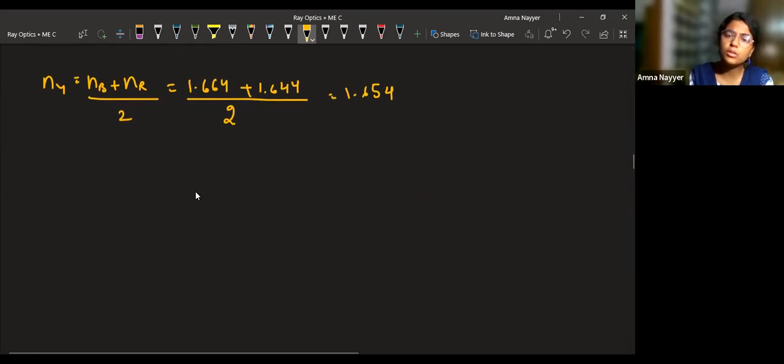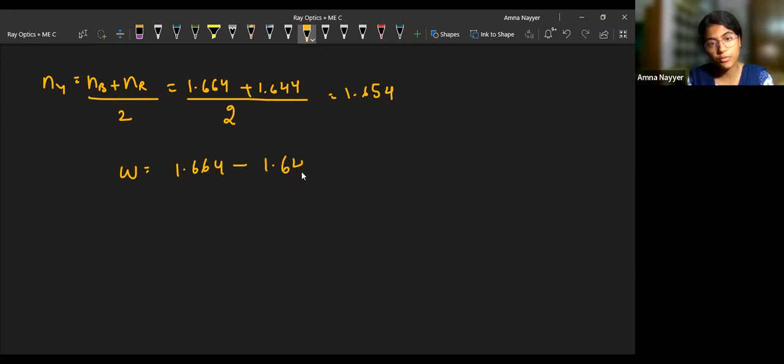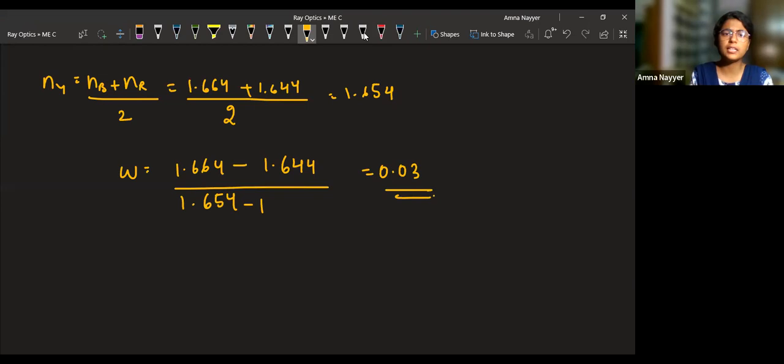If the refractive index of yellow is there, then omega will be what? 1.664 minus 1.644, divided by 1.654 minus 1. So the answer should come out to be around 0.03. Just check if this is the answer or not. The exact answer should come around 0.03. This I just remember, I have not calculated it right now. So confirm whether 0.03 is the answer or not. So that completes this portion.